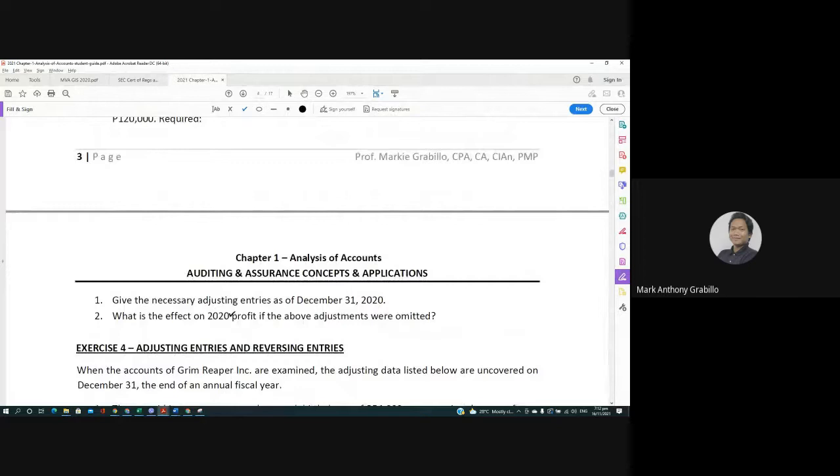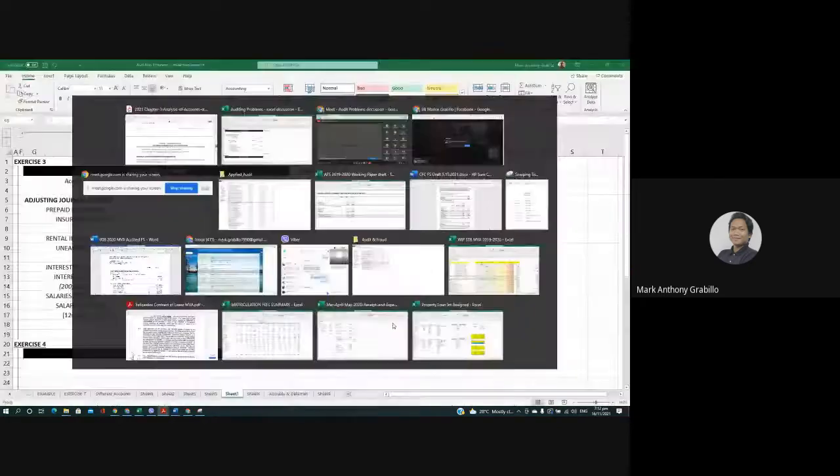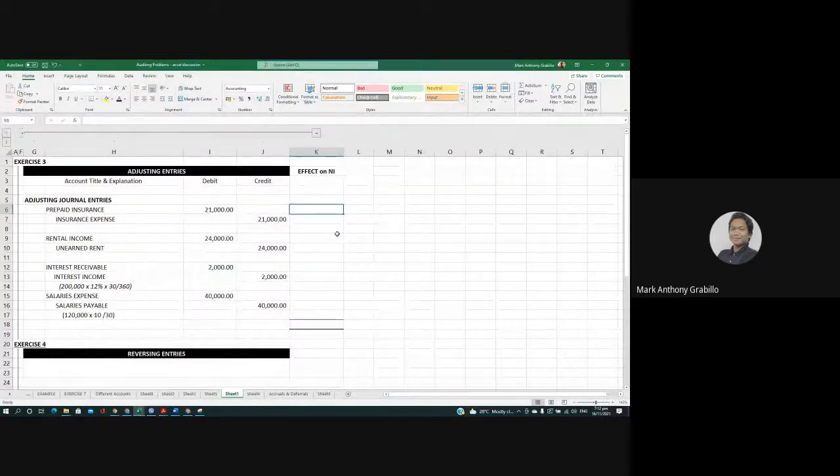Mayroon pang tanong dito sa problem. Ano daw ang effect sa 2020 profit if the above adjustments were omitted? So, what if the prepaid insurance was omitted? Hindi na i-record ang prepaid insurance. Will the net income be overstated or understated?